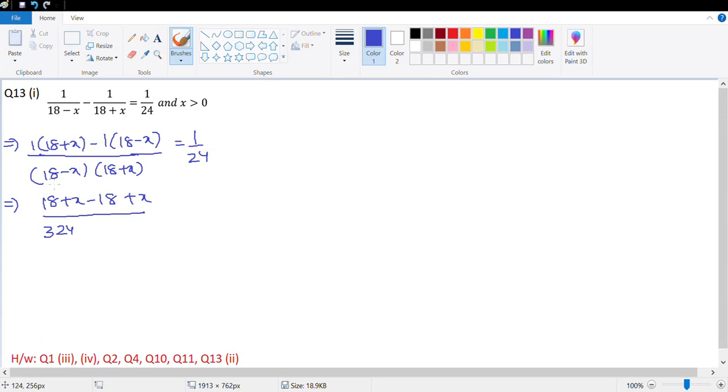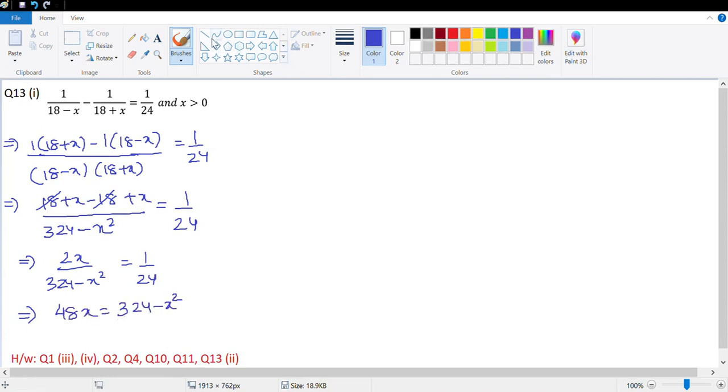This is x plus y into x minus y, which is x square minus y square. In this case, 18 square, which is 324, minus x square. This is equal to 1 upon 24. 18 and 18 get cancelled. So we have 2x upon 324 minus x square is equal to 1 upon 24. Let's cross multiply. So we have 48x is equal to 324 minus x square. Let's bring everything on one side. So what we get is x square plus 48x minus 324 is equal to 0.